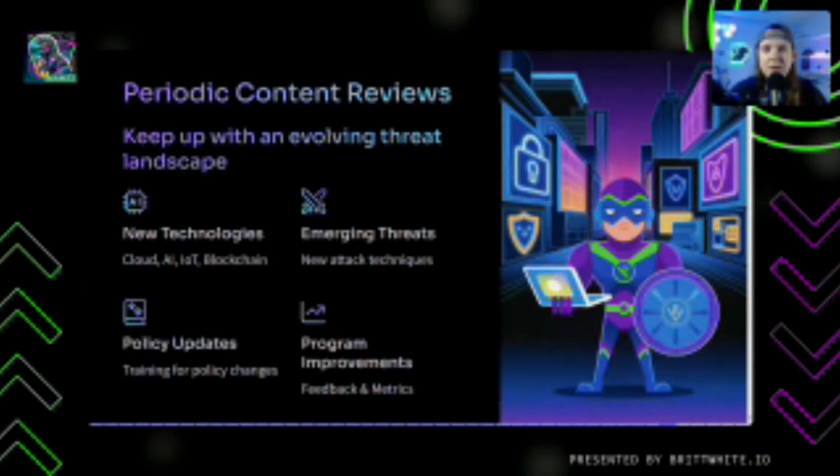Policy updates. When our policies change, our training needs to reflect that. It's like updating the rulebook. Everyone needs to know the new plays. And program improvements. We're always looking at feedback and metrics to make sure our training is more engaging and effective. If something isn't working, we change it.